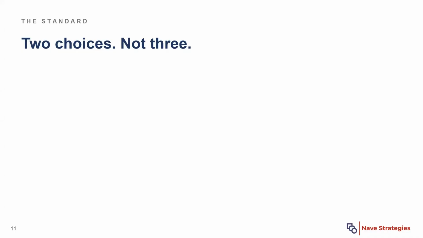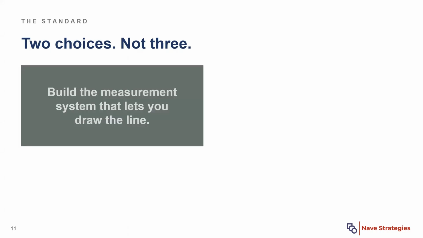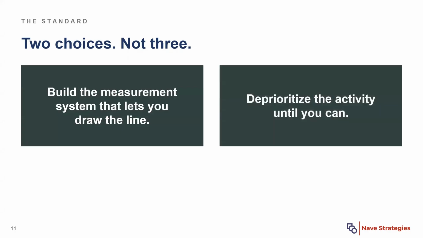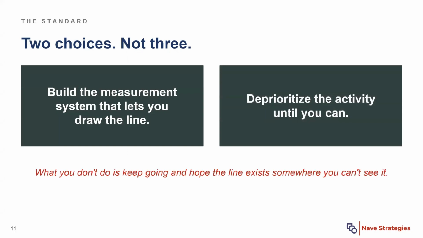So here's the standard. If you can't draw a line, even a rough one, between an activity and revenue, you have two choices. You either build the measurement system that lets you draw that line, or you deprioritize the activity until you can. What you don't do is keep going at the same pace and hope the line exists somewhere you just can't see it. That's the revenue test. One question, one standard. Does this activity connect to money? If not, it doesn't automatically get cut, but it goes on the list. So let's move on to question 2.